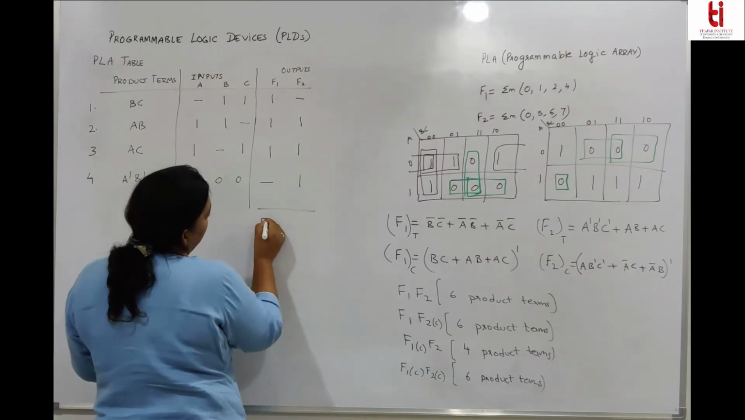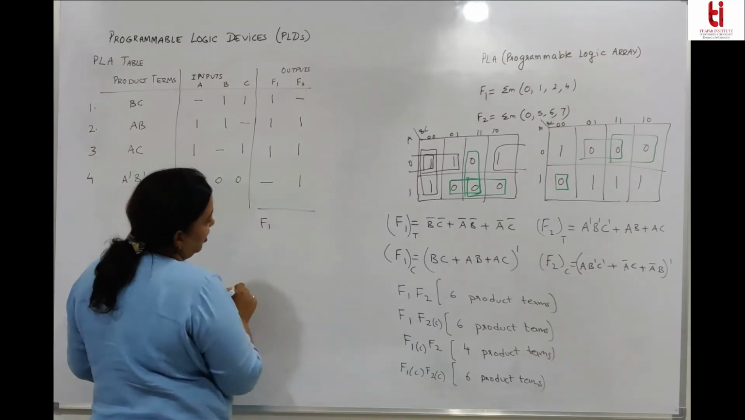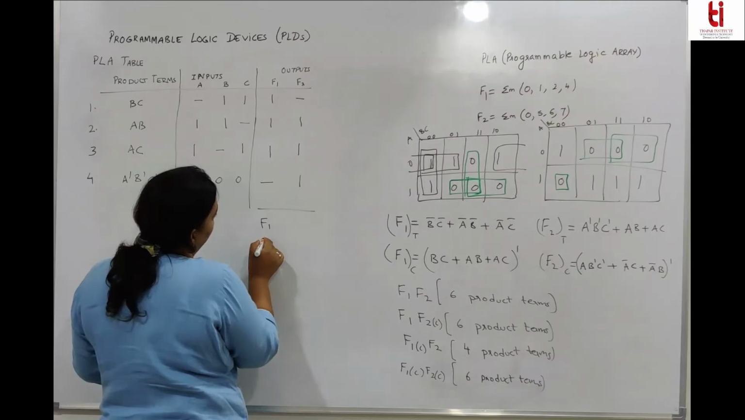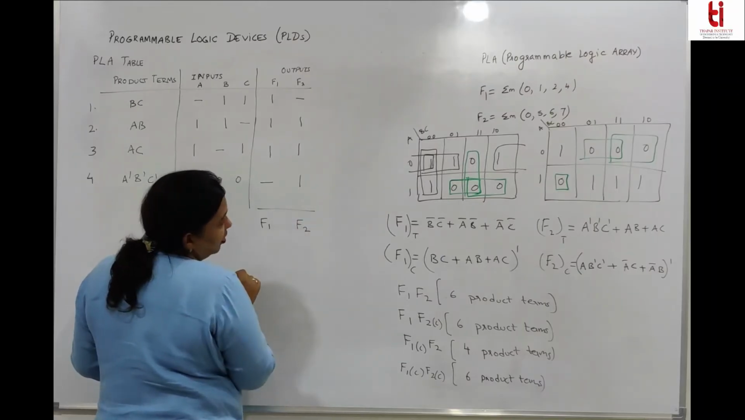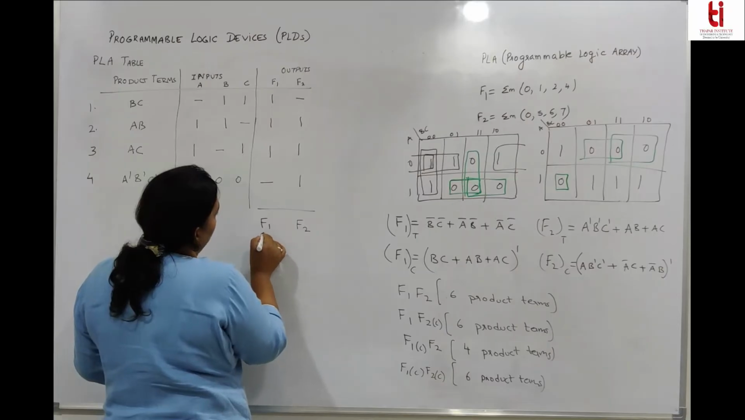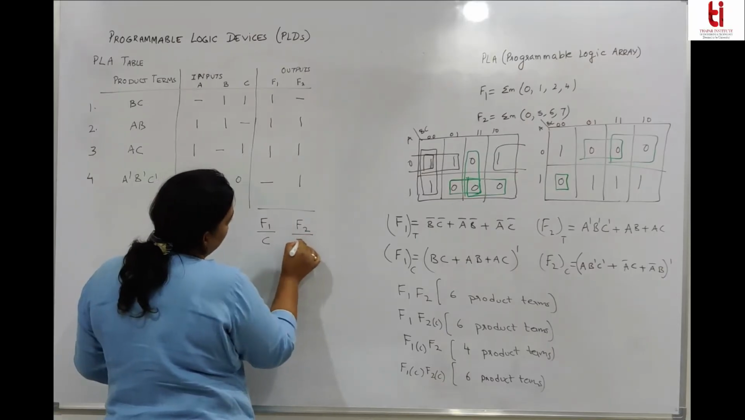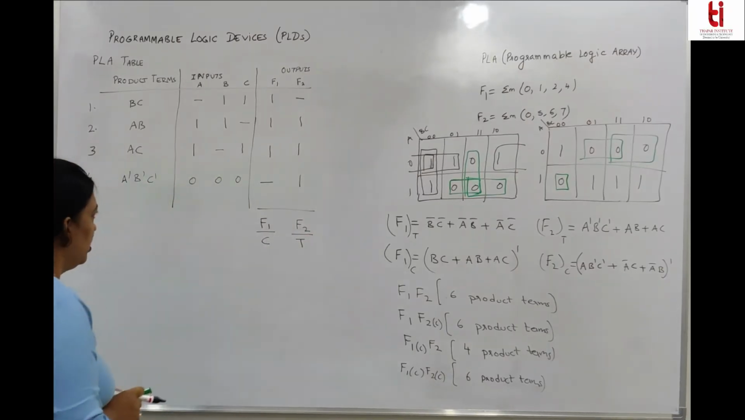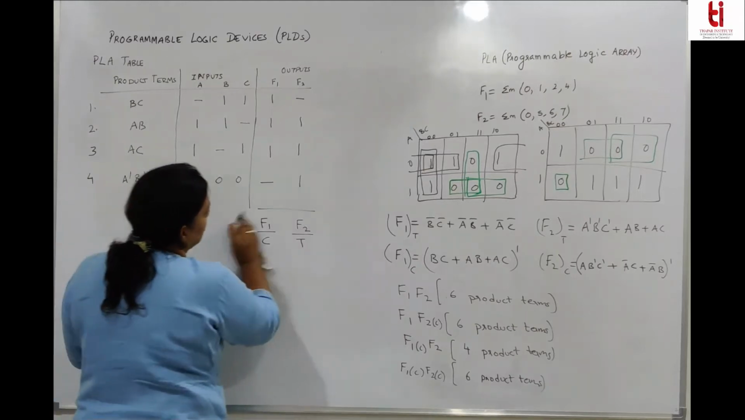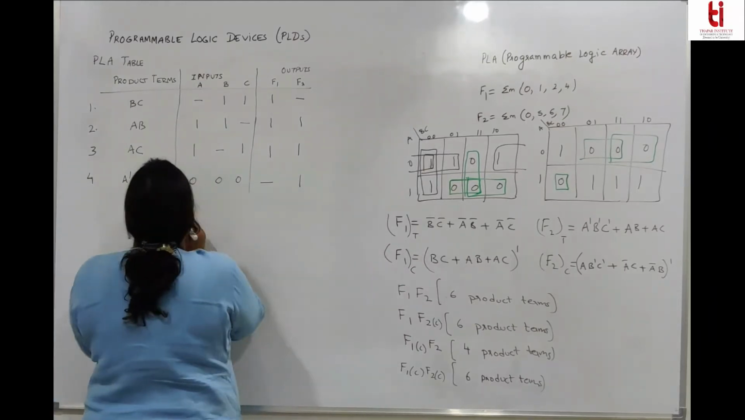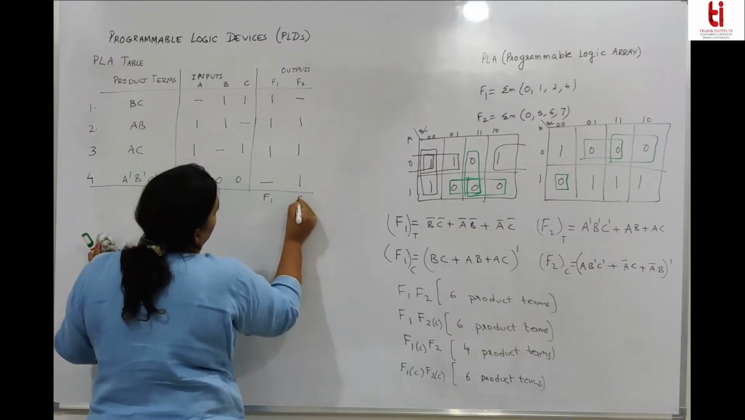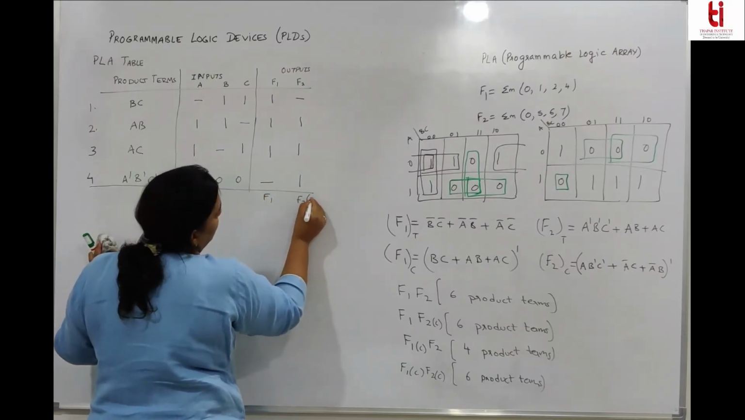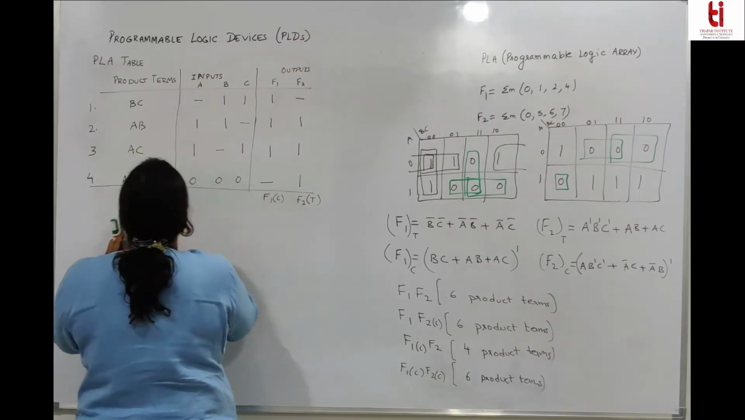So you will have F1 in its complement form and F2 in its true form. So F1 is in complement form, F2 is in true form. So F2 is in true form and F1 is in complement.